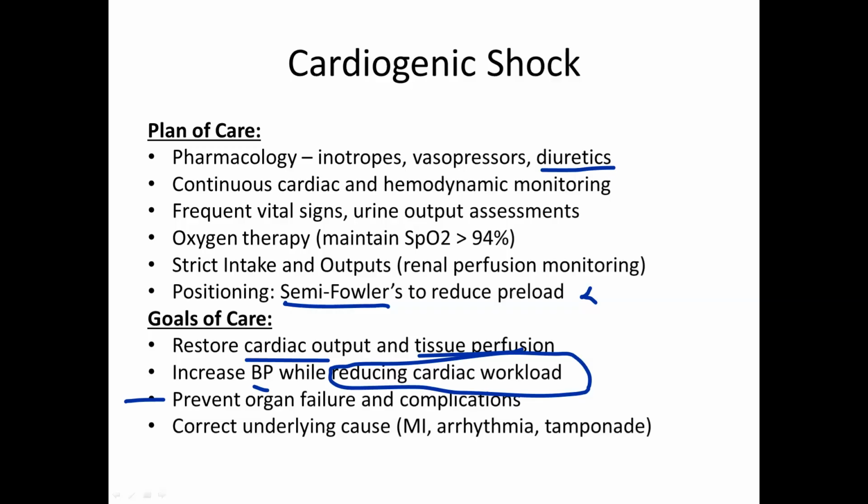We're going to look at preventing organ failure and complications of organ failure. Again, that's going to mostly be with your neuro assessments, your cardiovascular assessments, your renal assessments. And of course, as we have said with everything else, we want to treat the underlying cause, because if I don't treat the underlying cause, they're going to go right back into shock.